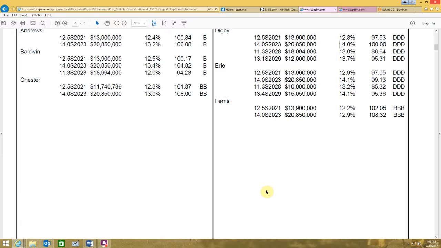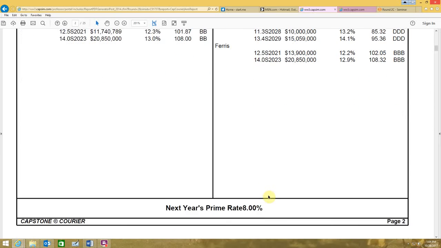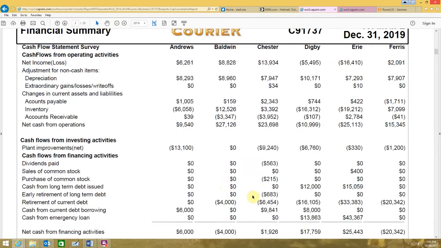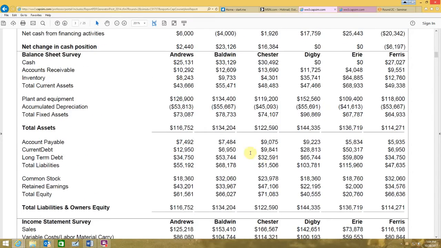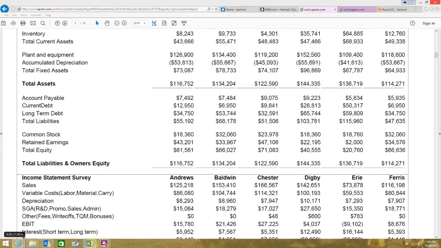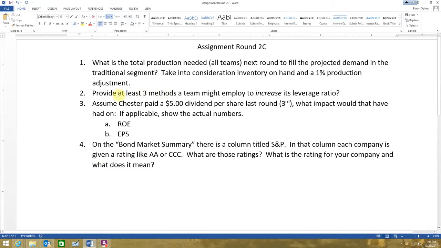Okay, think about that. Think about that maybe in terms of looking at the cash flow, looking at those types of statements and the balance sheet, and see if there's ways that you could reduce your equity. Difficult question. Okay, you might need to do a little research on it.